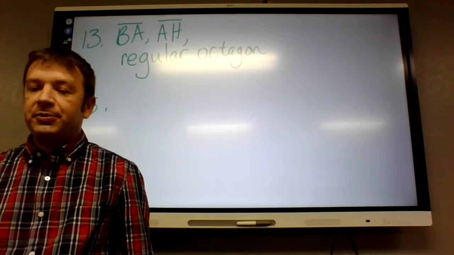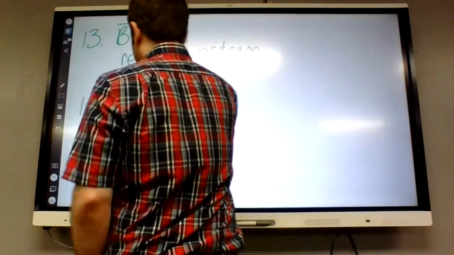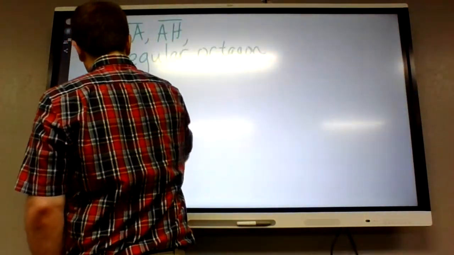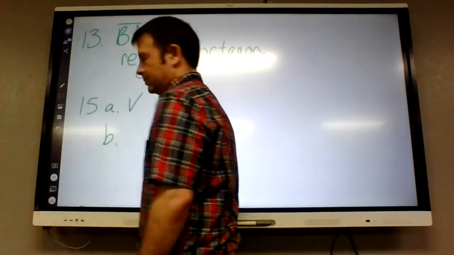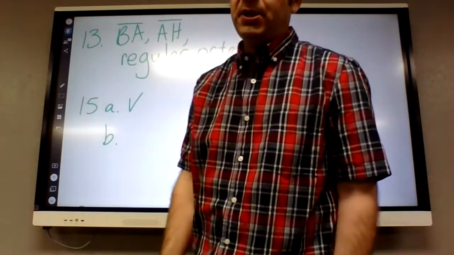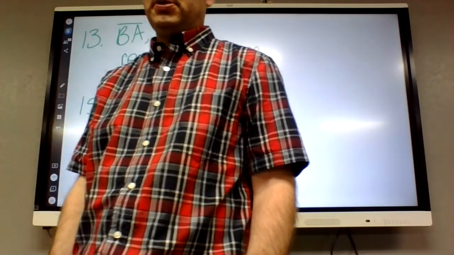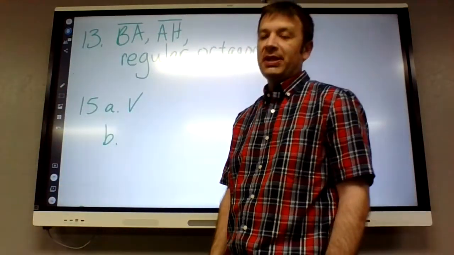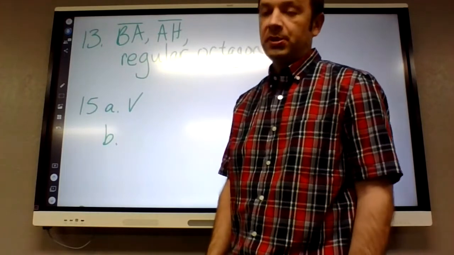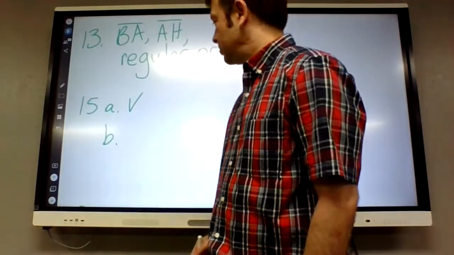Five in Roman numerals, right? So put 15A, V for five. Okay, B, segment DC. You guys see DC in the picture? What is that? Chord. Option three.